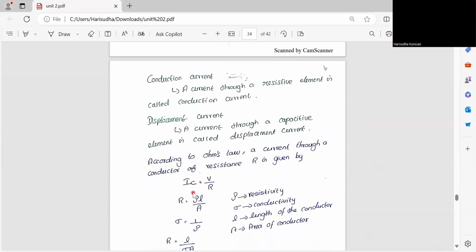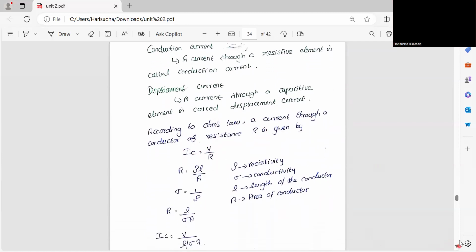In the same way, the current through a conductor can be written as I suffix C, which is equal to V by R. That is the I is equal to V by R formula. Here R is nothing but rho L by A, where rho is the resistivity, A is the area of the conductor, sigma is the conductivity, and L is the length of the conductor. So sigma can be represented in terms of rho: sigma is equal to 1 by rho.